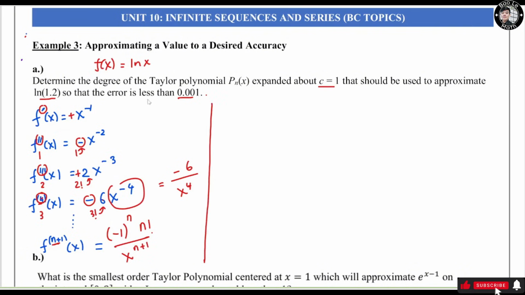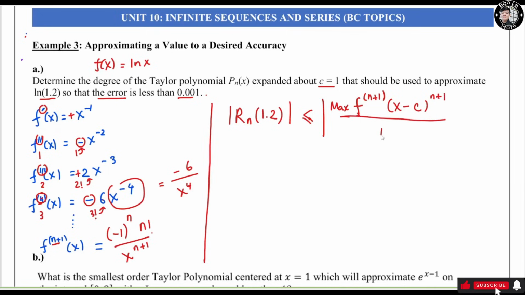Now we need to set up the error. So we have the error, the absolute value of R sub n of 1.2, less than or equal to the absolute value of the maximum f n plus 1 derivative, times s minus c raised to the n plus 1, over n plus 1 factorial. Now c equals 1, s equals 1.2, right?